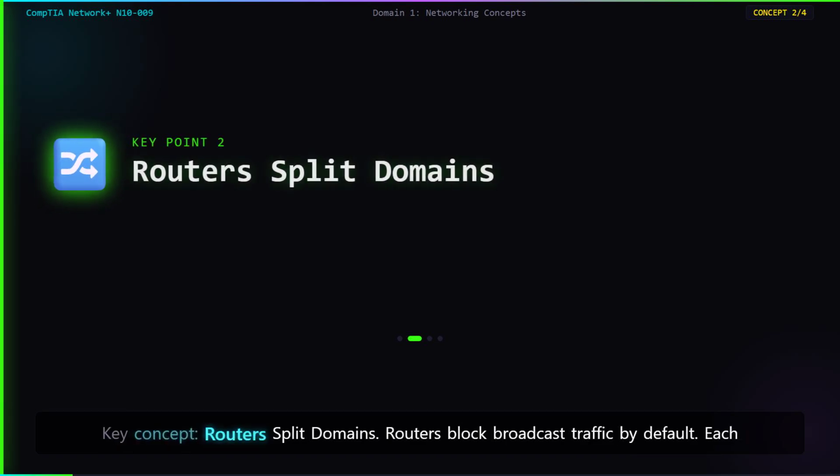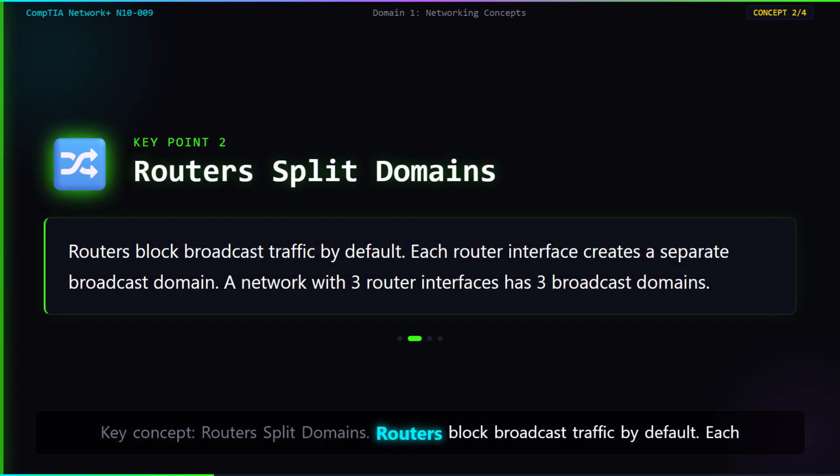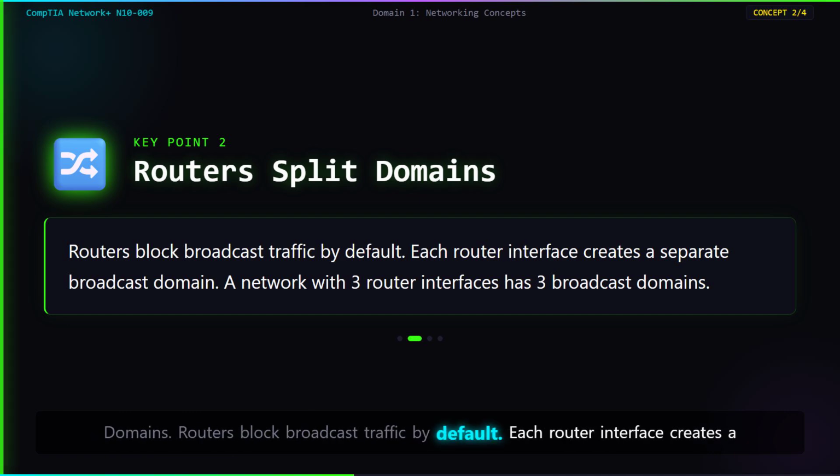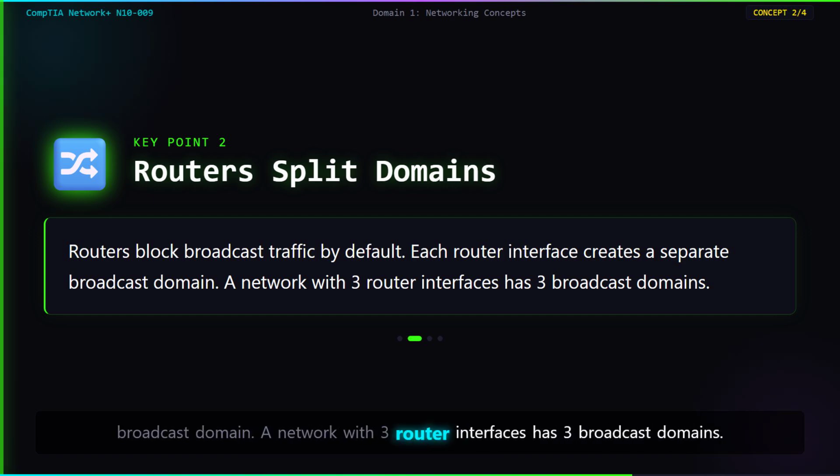Key concept: routers split domains. Routers block broadcast traffic by default. Each router interface creates a separate broadcast domain. A network with 3 router interfaces has 3 broadcast domains.